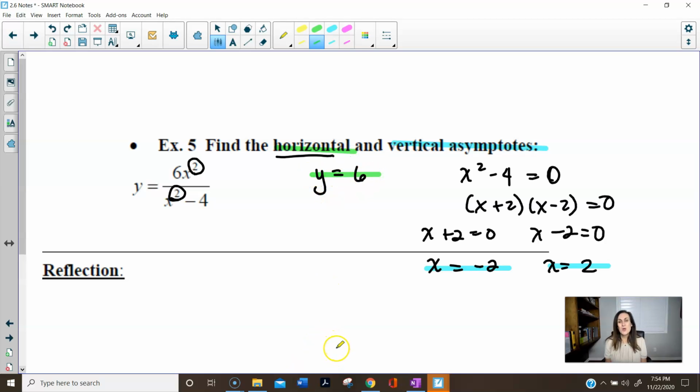So coming up, we will be focusing on limits and what happens with those end behaviors as they approach vertical asymptotes and approach horizontal asymptotes.